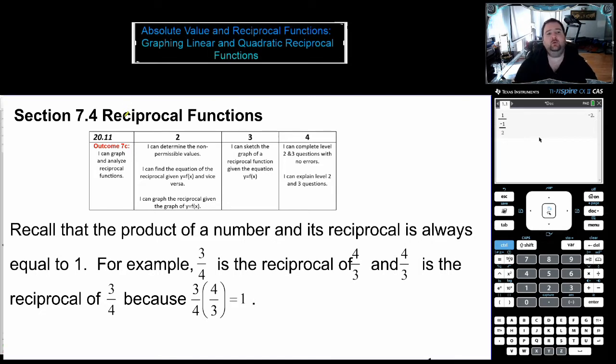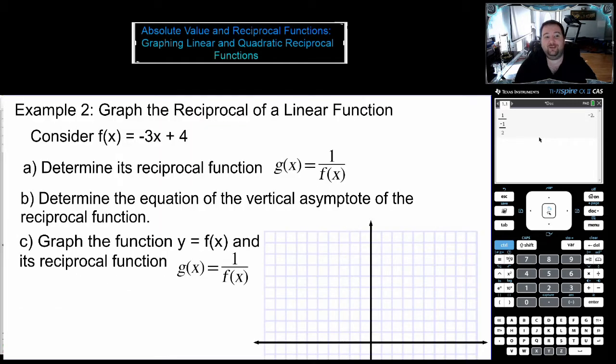Today we're going to be continuing on in our unit on absolute value and reciprocal functions. We're in section 7.4 looking at reciprocal functions, and this is video 2 of that, and we are looking specifically at graphing linear reciprocal functions. So the first example we're going to look at is graphing the reciprocal of a linear function, and we're asked to consider this original function of f of x equals negative 3x plus 4. And for part A, we're first determining its reciprocal function.